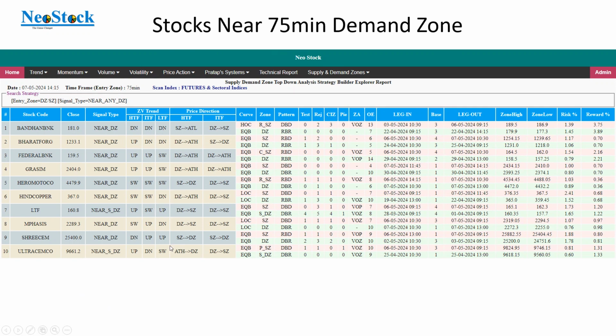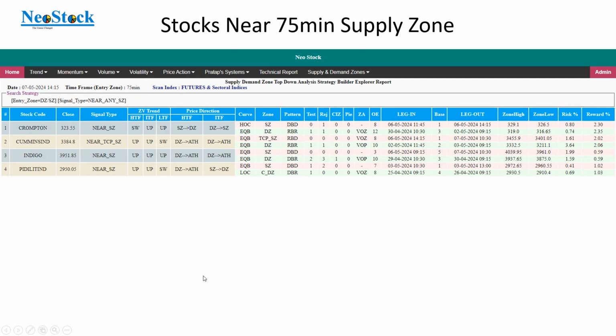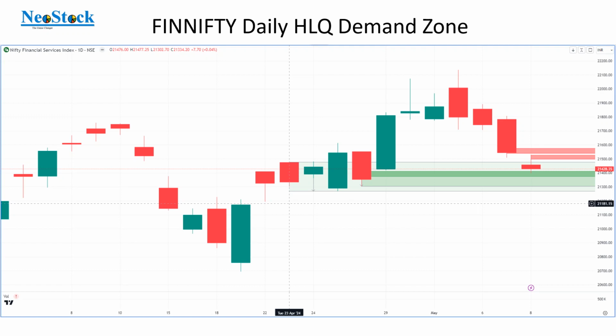Similarly, these are the 75 minutes demand zone, stocks near 75. Here you have high liquidity zones. You need to look in this zone column. And these are the stocks near 75 minutes supply zone. So from this list, we identified 8 high liquidity zones from daily and 75 minutes time frames. Now let us evaluate their performance.